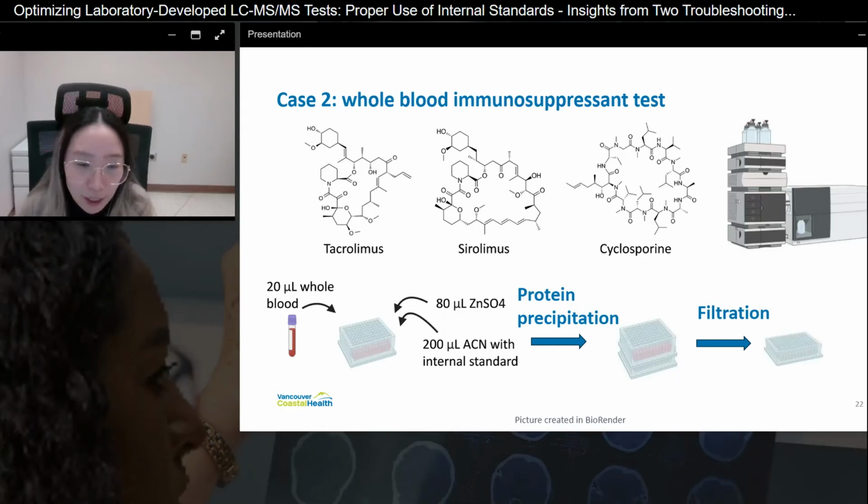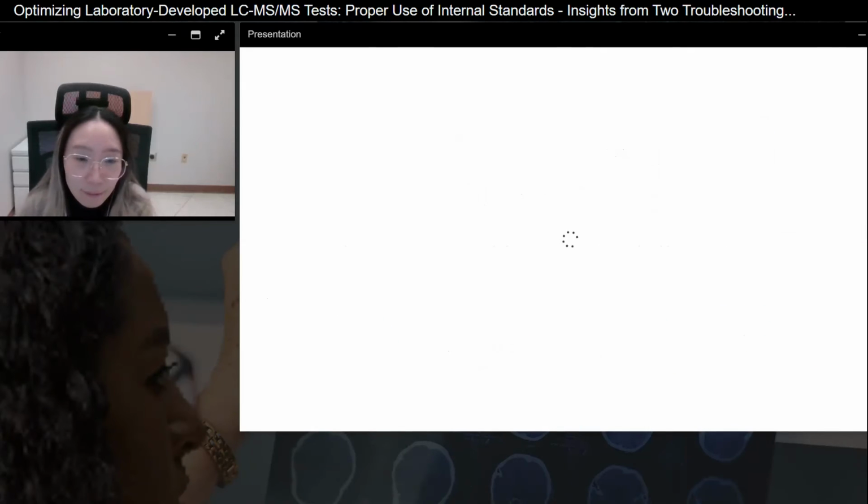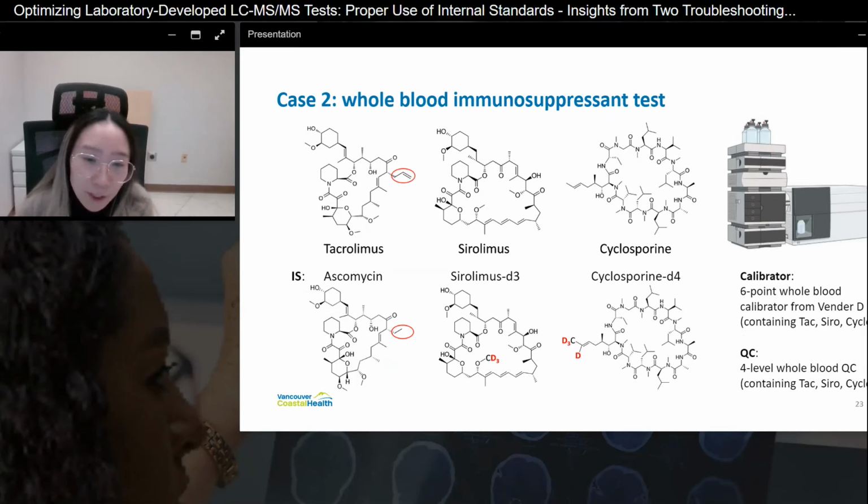The filtrate was then injected into the mass spec for analysis. The internal standards of these three analytes are listed here. We use an analog with a slightly different side chain for tacrolimus, a CD3 label on the methoxy group for sirolimus, and a D4 label on the side chain for cyclosporine. We use a 6-point calibrator that contains all three analytes for the quantification, and we also monitor 4-level QCs containing the three analytes.